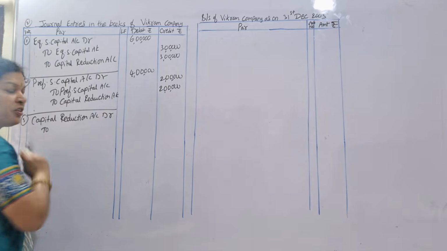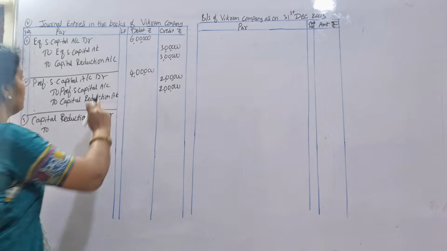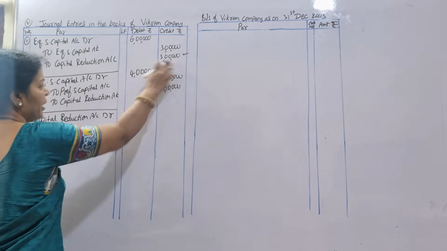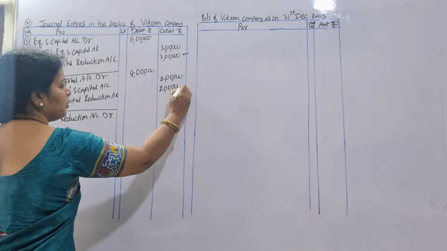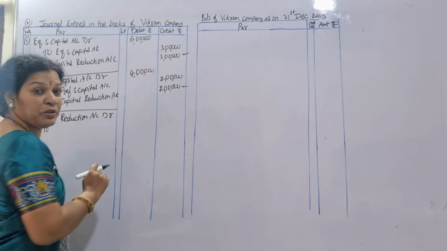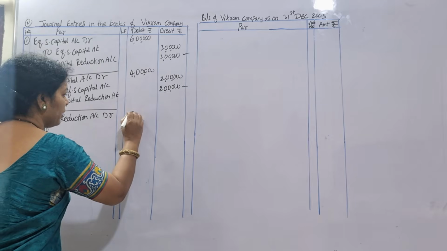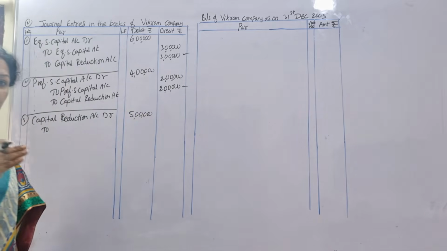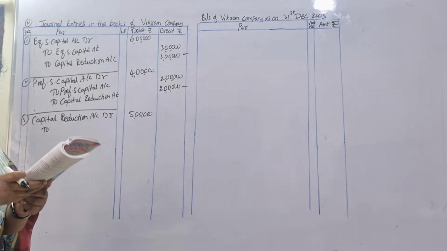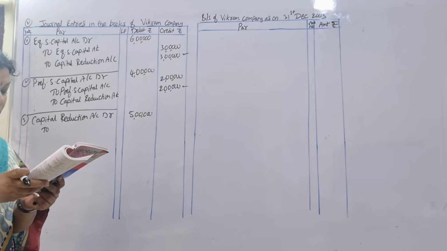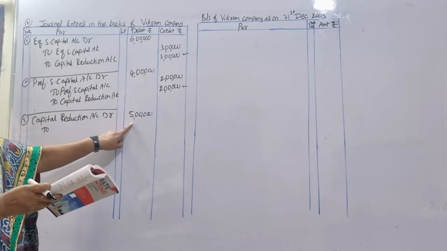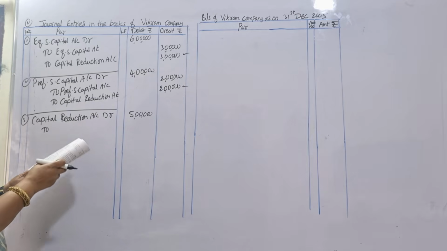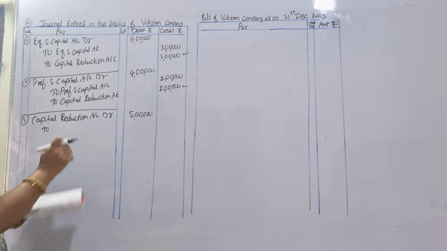So this capital reduction account amount is how much? Total of these two, capital reduction 3 lakh and again capital reduction 2 lakh. Together it comes to 3 lakh plus 2 lakh, 5 lakh. 5 lakh we will write here. This 5 lakh is utilized to write off goodwill. First of all, we'll write goodwill. Goodwill is how much? 2 lakh.